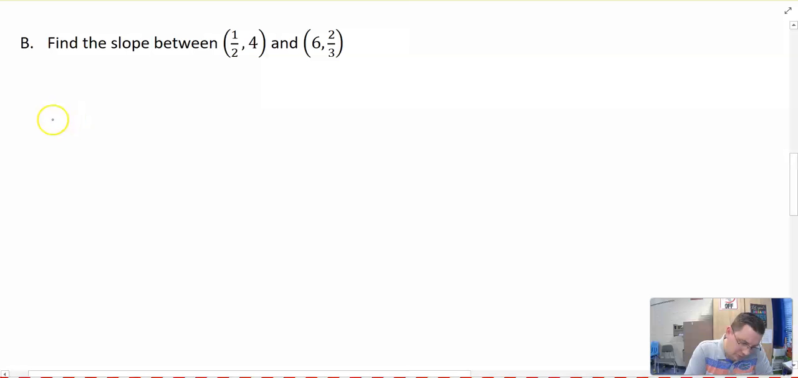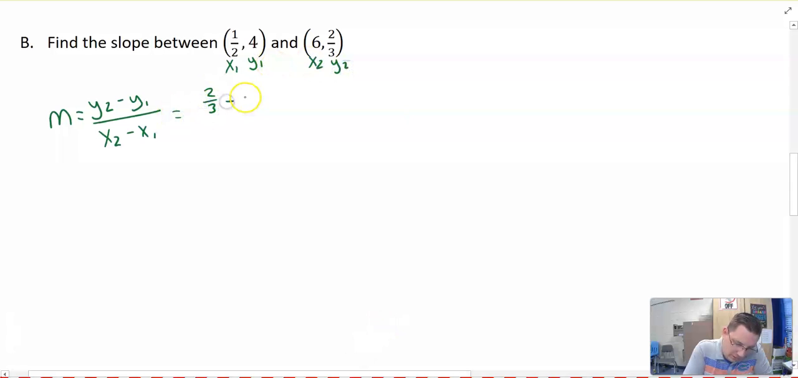So we're still going to write our slope formula first. So m is equal to y sub 2 minus y sub 1 over x sub 2 minus x sub 1. So this is my x sub 1, y sub 1, x sub 2, y sub 2. And so we're going to fill everything in. So we get 2/3 minus 4 over 6 minus 1/2. Now, we got to remember that we're subtracting fractions here. And to subtract fractions, we need a common denominator. And so the 4 will become over 1. And then we'll convert that to a common denominator. And so what that's going to give us is 3.